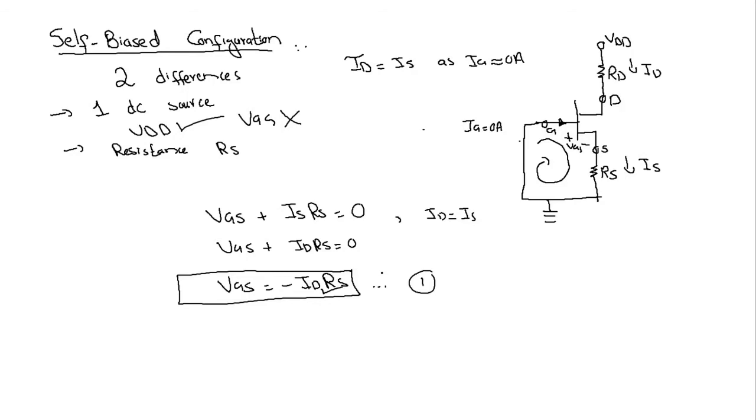Now I know that to find the Q point, I have 2 points. One is on y axis, which is the drain current point, and one is on x axis, which is the VGSQ point. Now to find the drain current point, I am going to use the Shockley equation, and that Shockley equation is given as ID is equal to IDSS 1 minus VGS divided by VP whole square. And again here in this case we have VGS is equal to minus IDRS. So I'm going to replace this in this equation.